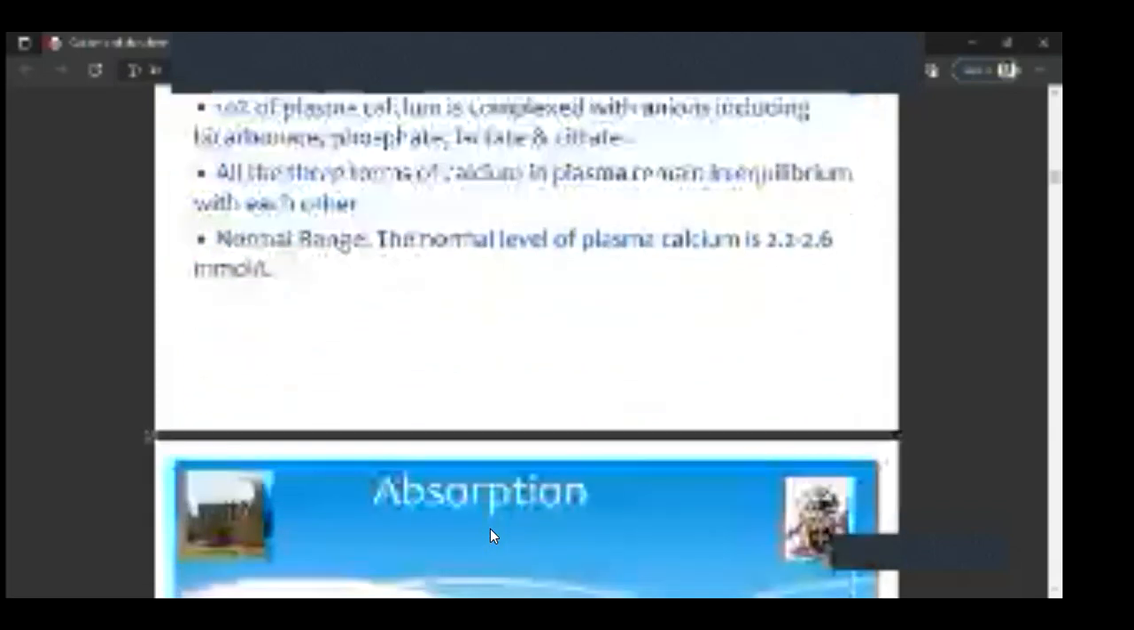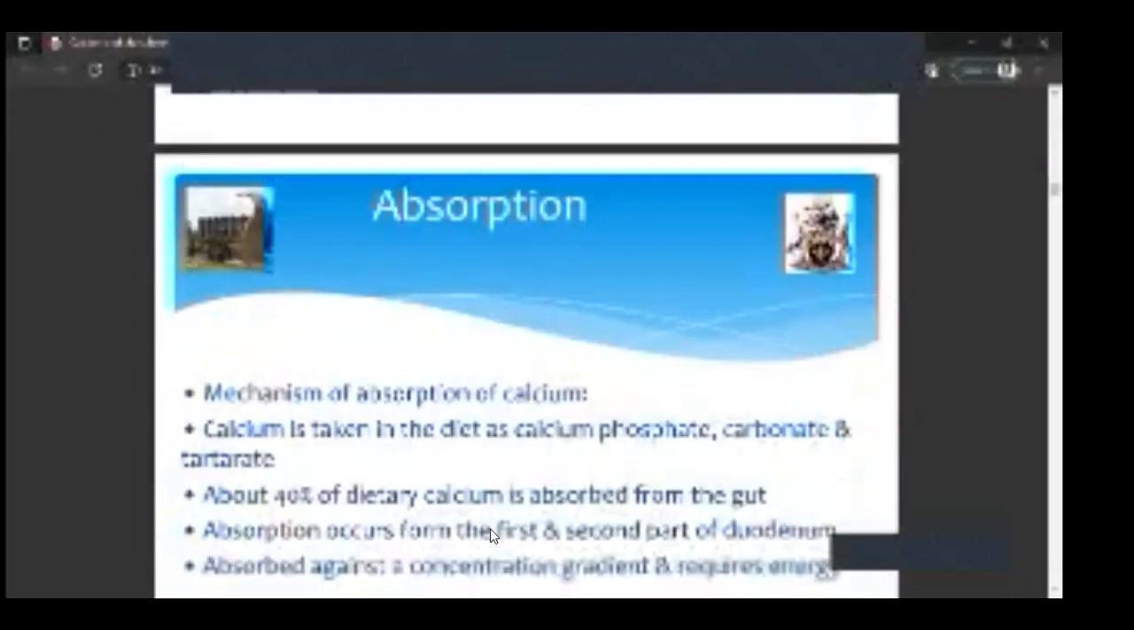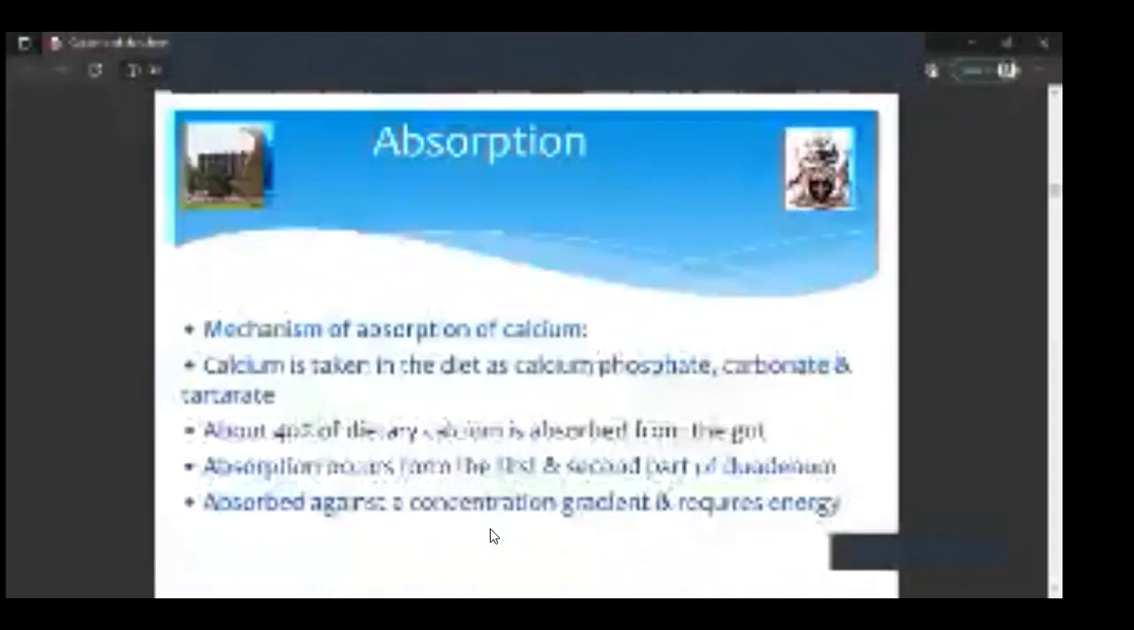How is calcium absorbed? The mechanism of calcium absorption has been described, and it's normally taken in the diet. We've talked about the different foods that have calcium. Not all the calcium that is taken is absorbed. Usually only 40% is absorbed, and the absorption takes place in the second part of the duodenum. Of course, the absorption is against a concentration gradient, and it is energy dependent.